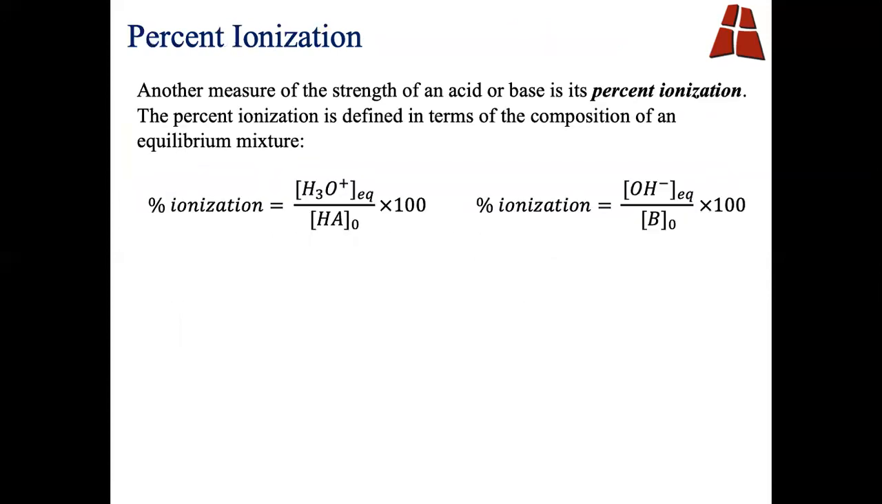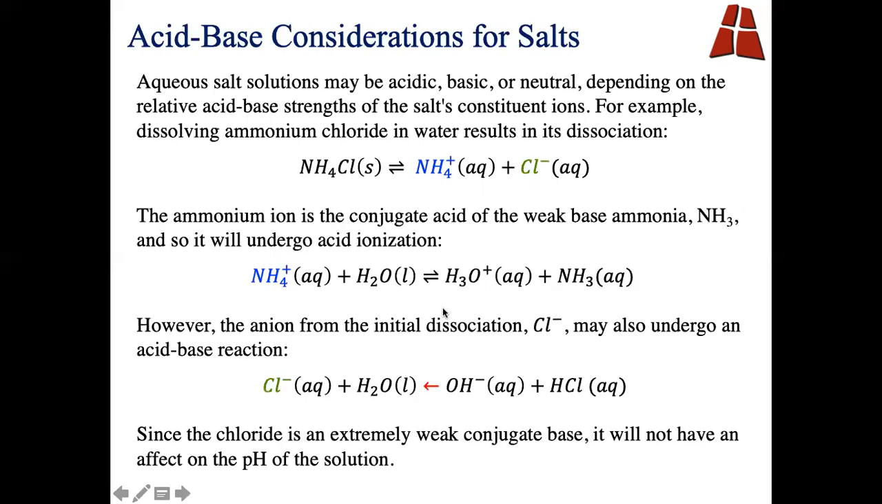Another thing that you may be asked to calculate on the exam is percent ionization. This is just the concentration of the hydroxide or the hydronium at equilibrium divided by the initial concentration of the acid or base, times 100. So it's a pretty easy formula to remember: just come up with a fraction and then multiply it by 100, right?